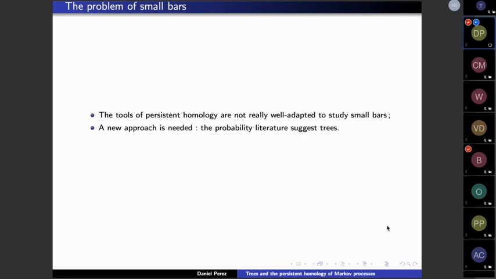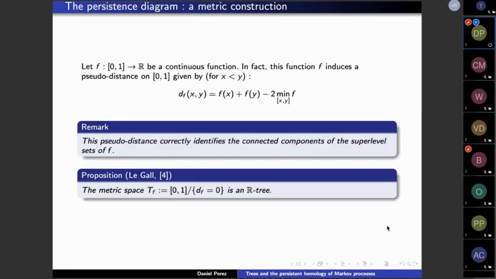Digging a little bit in the probability literature, you will see that trees are objects which come up very often. So one is tempted to think that there should be a link between the trees that people in probability study and persistent homology. And in fact, it turns out that there is. First I will detail how you can build a tree from a function, and then after we have built this, we can look at how it's related to persistent homology.